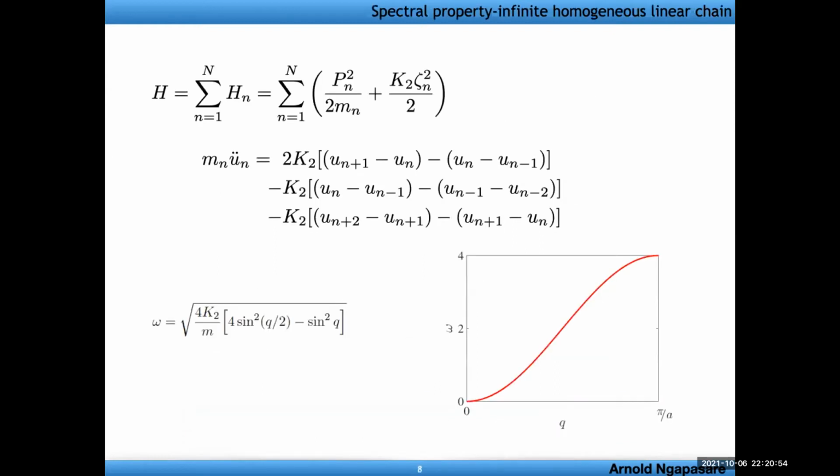Now let us consider some spectral properties. In this case, we start with an infinite homogeneous linear chain. So basically, we get the equations of motion if we go to the Lagrangian. Then by assuming Bloch solutions to these equations of motion, we get the expression for the dispersion. Here I'm plotting the dispersion curve, and on the vertical axis, I have the frequency, and on the horizontal axis, I have the wave number.